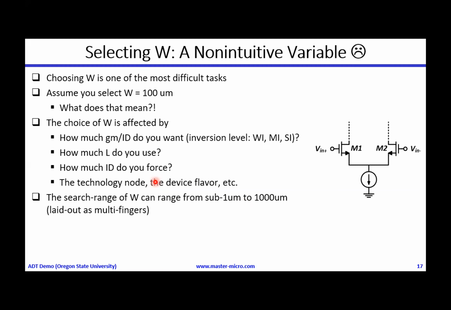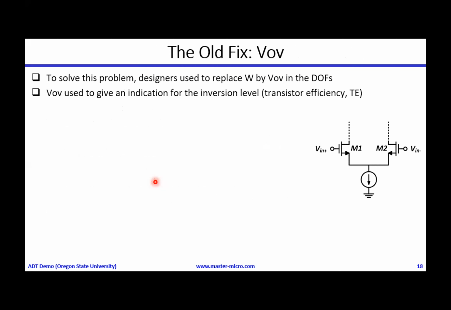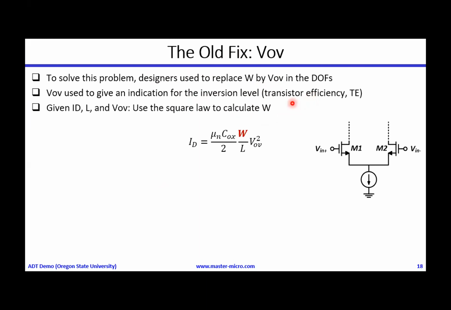So how did people manage to solve this problem in the good old days? In the good old days, they had a very nice fix: the overdrive voltage. Designers never thought about choosing W, but they thought about choosing the overdrive voltage, and the overdrive voltage gives them an indication of the inversion level, which translates to the efficiency, as we said, the gm/ID. And then they tried to calculate some parameters and use this famous square law, the quadratic equation. They plug in numbers here and try to calculate the W using this equation.